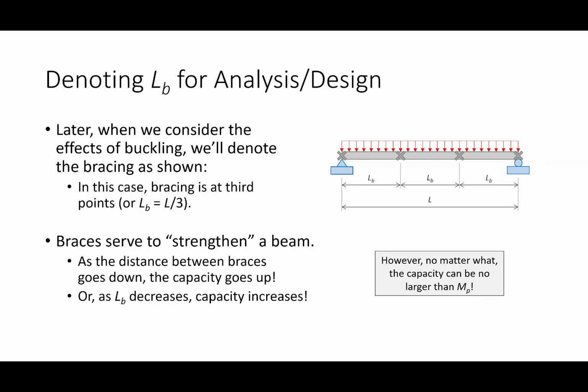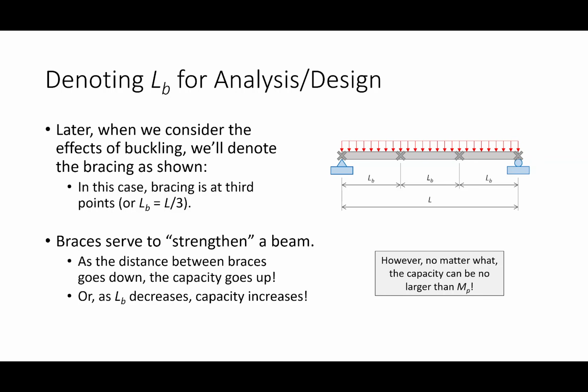And again, I want to be clear that there is a difference between how long the beam is and this LB term. So we might have a beam that's 30 foot long, but only has bracing every 10 feet. So LB would be 10 feet, L would be 30 feet.